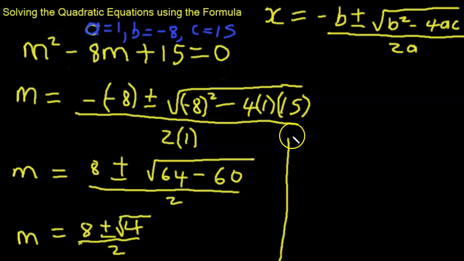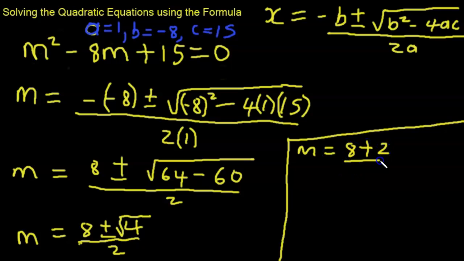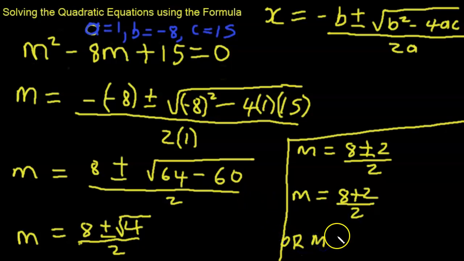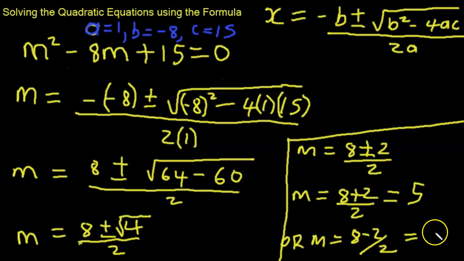Continuing here. So m is 8 plus or minus the square root of 4, which is what? 2, upon 2. And now we can separate. So m equal to 8 plus 2 upon 2, or m equal to 8 minus 2 upon 2. So 8 plus 2 is 10, 10 divided by 2 is 5. 8 minus 2 is 6, 6 divided by 2 is 3. So the values of m, 5 or 3.